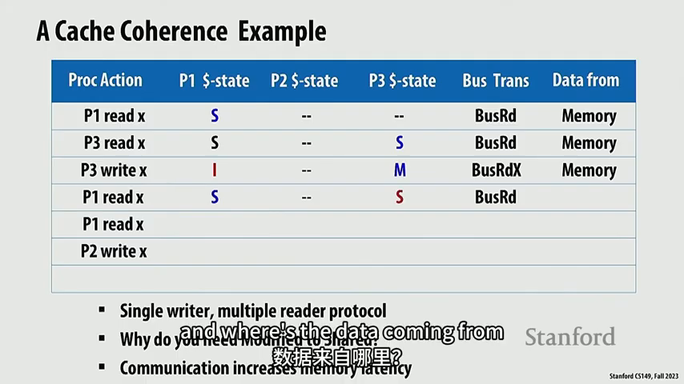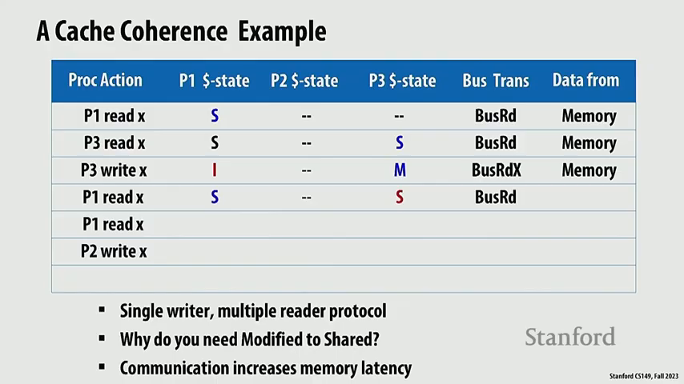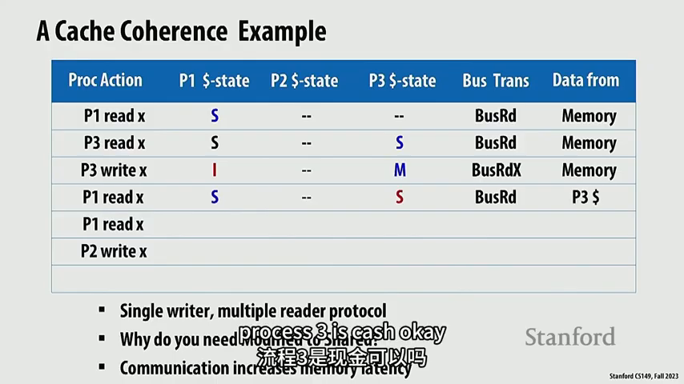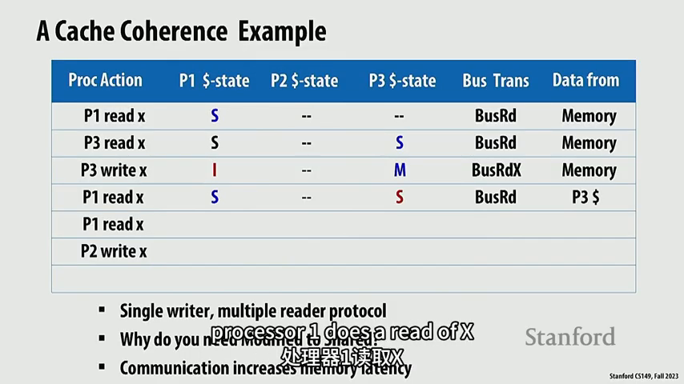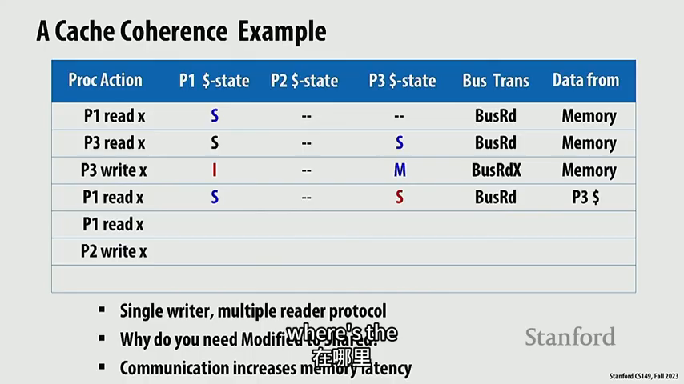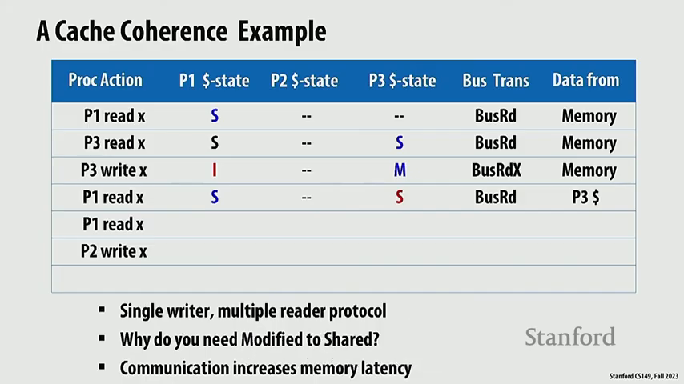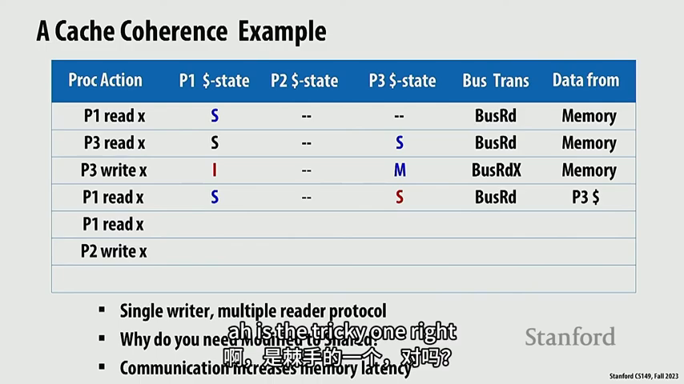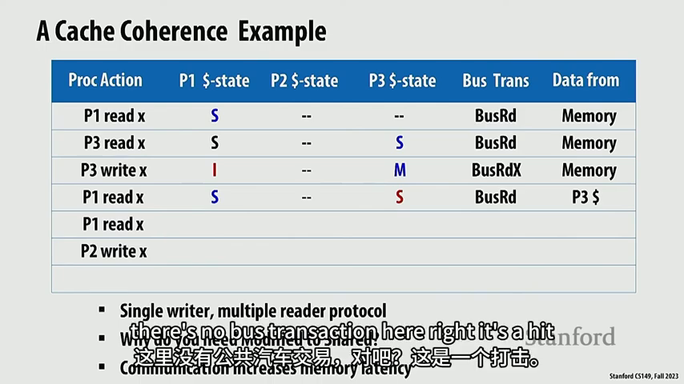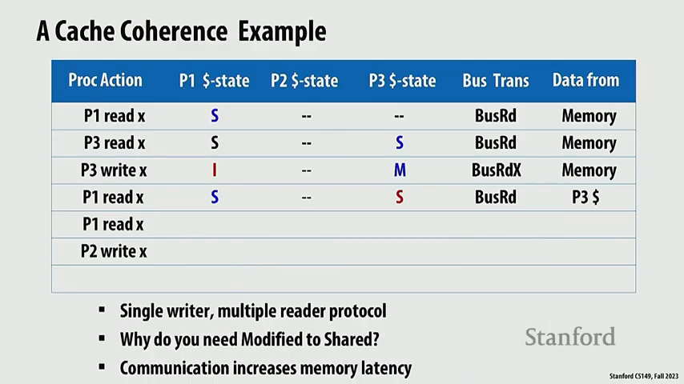And where's the data coming from? Processor 3's cache. Okay. Processor 1 does a read of X. What bus transaction occurs? This is a tricky one, right? There's no bus transaction here, right? It's a hit.